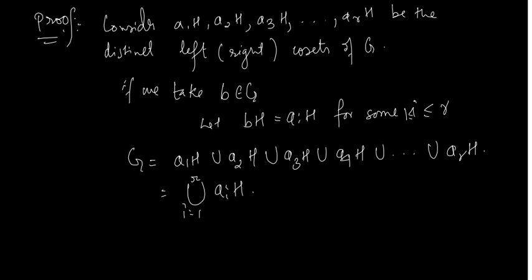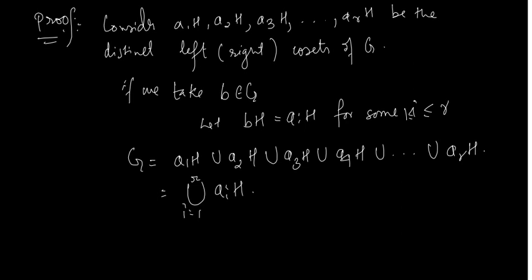Let's go through the argument once again. Why can we write G in this form? If we take B an element from G, then B has to belong to one of these cosets. Because if B does not belong to any of them, BH will be a coset different from A1H, A2H, A3H up to ARH. That would contradict our assumption that these are the only distinct cosets of G. So because of this argument, G can be written in this form.